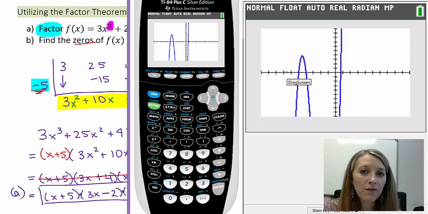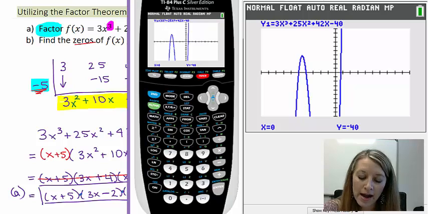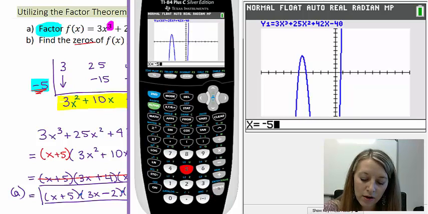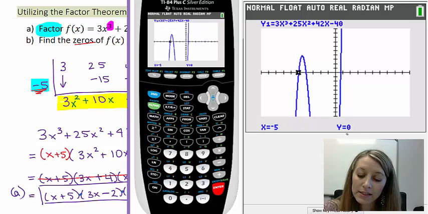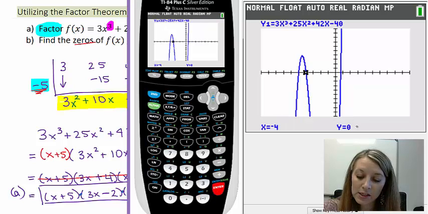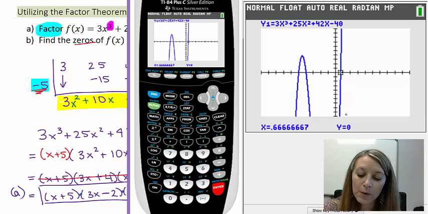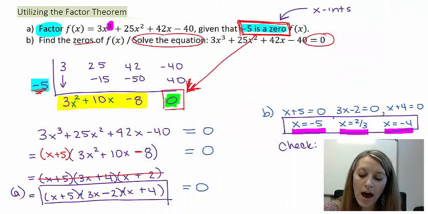If you want to check it even further, we can do that by doing the trace button and substituting in our x values. Confirm that negative 5 works. It does because our y value is 0. Confirm that negative 4 works. It does because our y value is 0. And confirm that 2/3 works. And it does because our y value is 0. So our graph, or our x-intercepts, confirms that we do have our correct answers here.